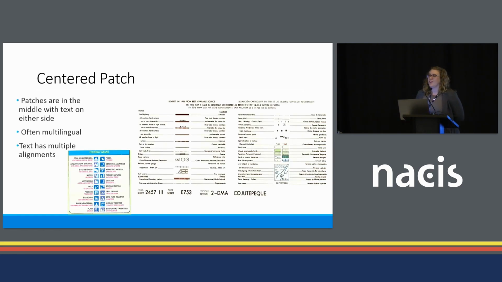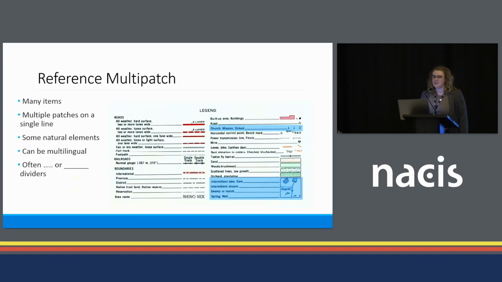The first is what I called centered patch, and this is when you have all your symbols or patches in the middle, and then you have text on either side. This is very common when you have a legend done in multiple languages, because you can easily add multiple languages. You could have 2 languages, 4 languages, and it's very readable. So this was something I saw a lot, so I call those centered patch legends.